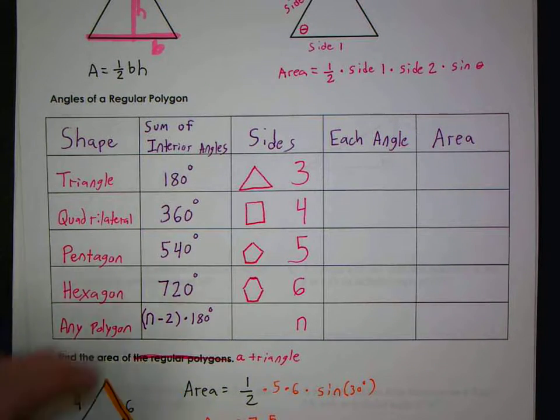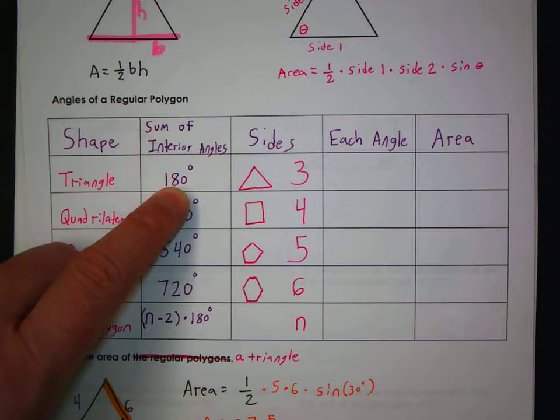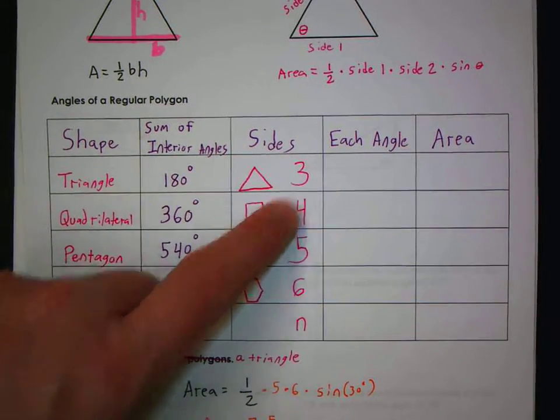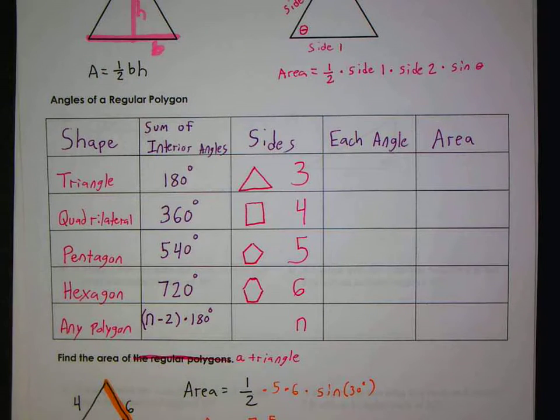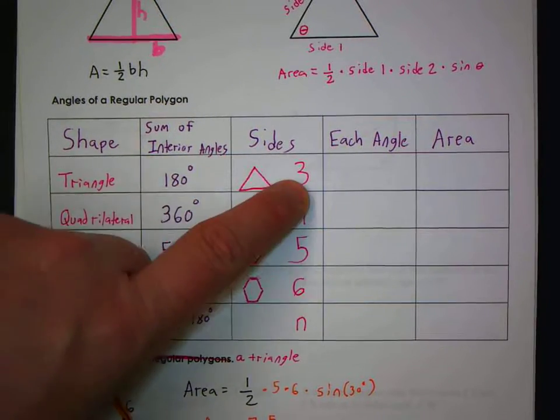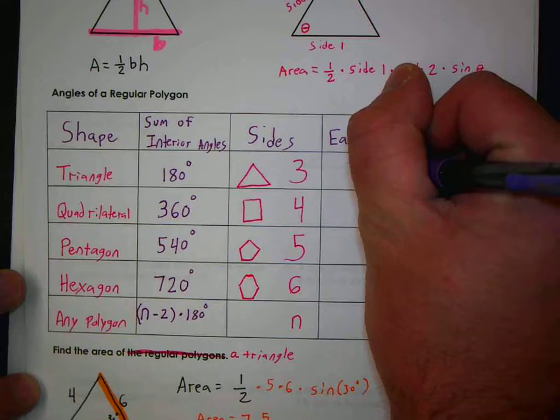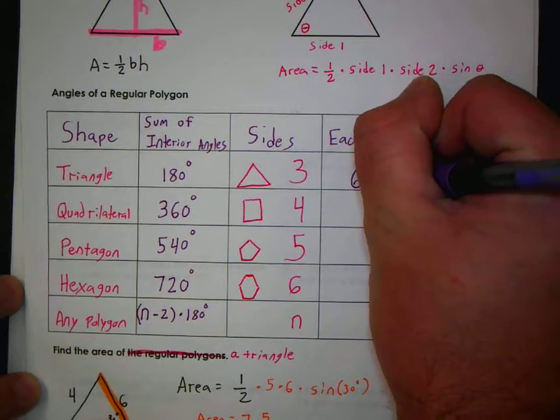So, if all the angles add up to 180, and there's 3 sides, and all sides are the same because it's regular, that means all angles are the same also. So if you have 180 degrees split between 3 sides, how much is each angle? 60. Does that make sense?